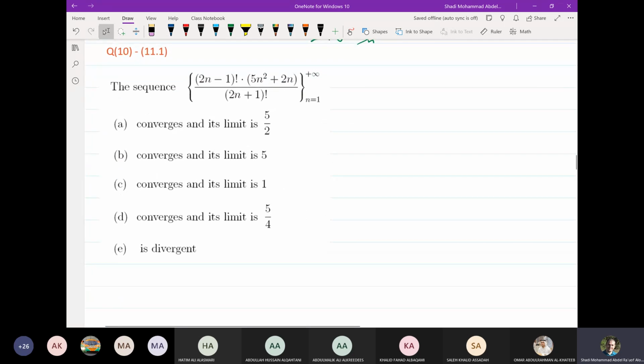Question number 10, the sequence. Let's start with the sequence. This sequence converges and its limit equals 5 over 2, 5, 1, 5 over 4, or diverges. This one is also a sequence, not a series. Also here we take the limit as n goes to infinity. I think this is a simpler one, simpler than the previous two questions. All of you try to solve it. It's a direct question.